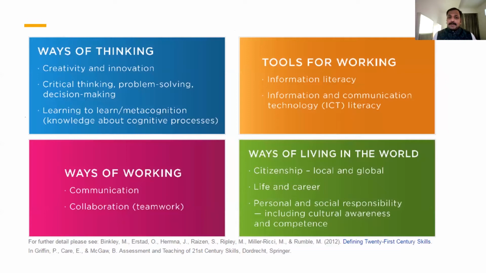The same set of skills are again depicted in four quadrants, if you see on the slide. One is ways of thinking. The next quadrant is ways of working. The third quadrant is ways of living in the world. And the fourth quadrant is tools for working. Where do we figure our creativity? Can you guess? Yes, it is in the first quadrant, ways of thinking, which means on the screen, left top. Yeah, left top. Creativity and innovation.